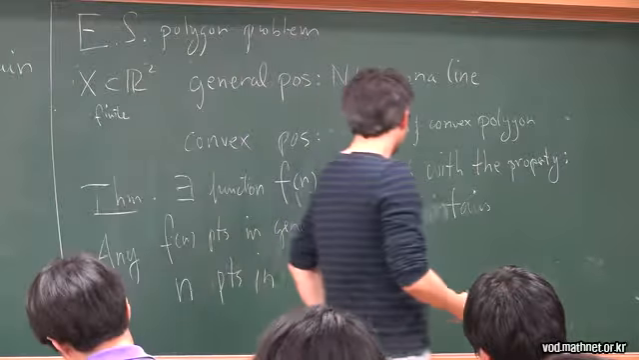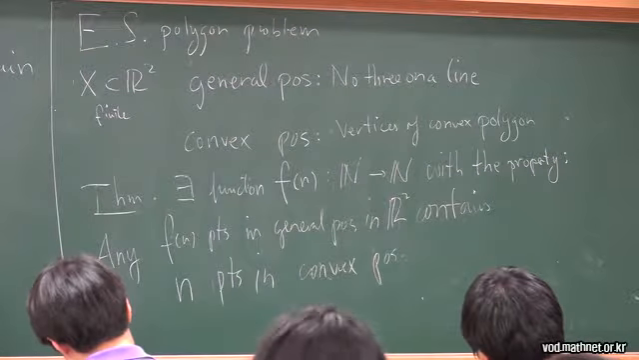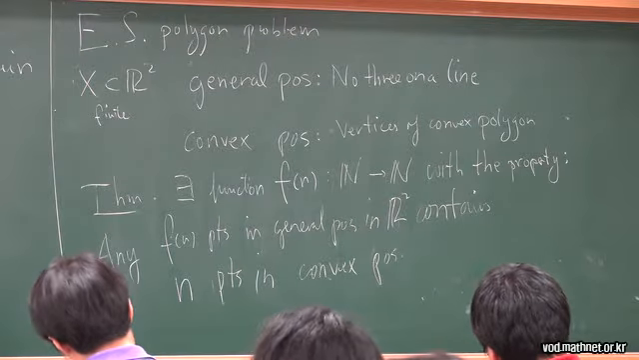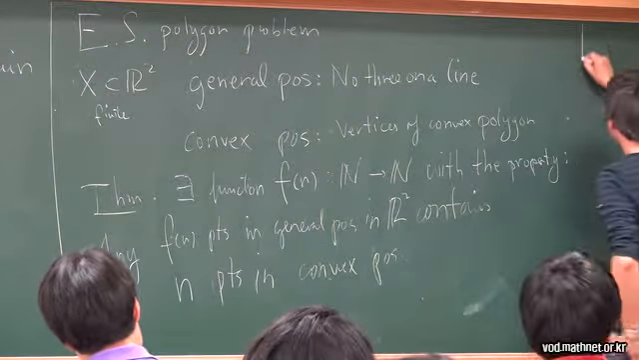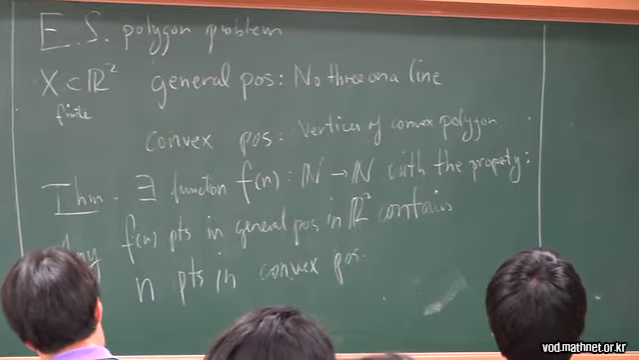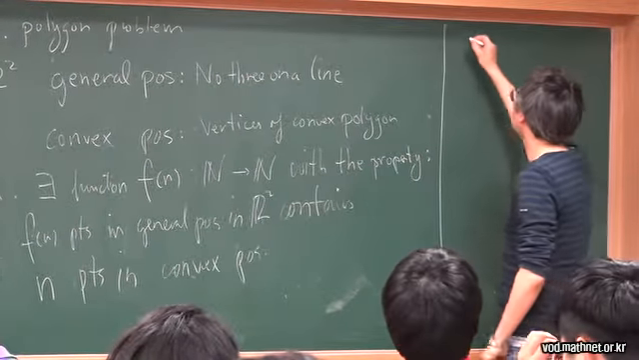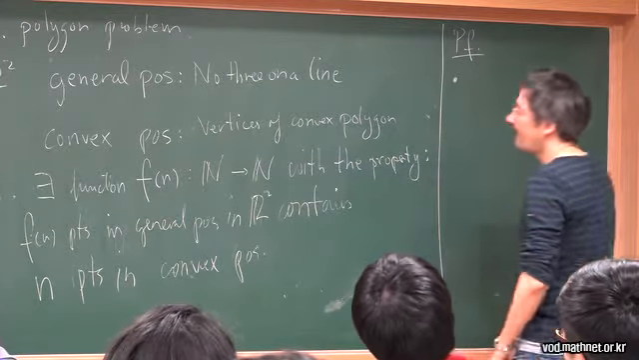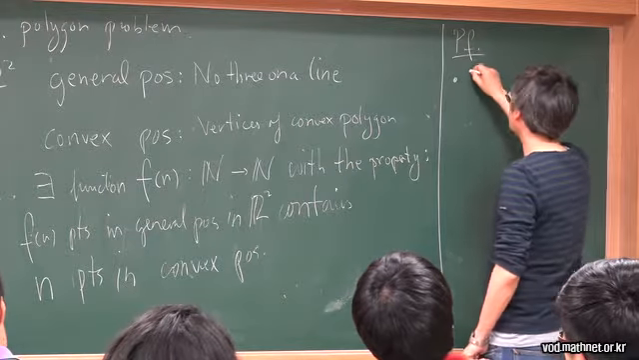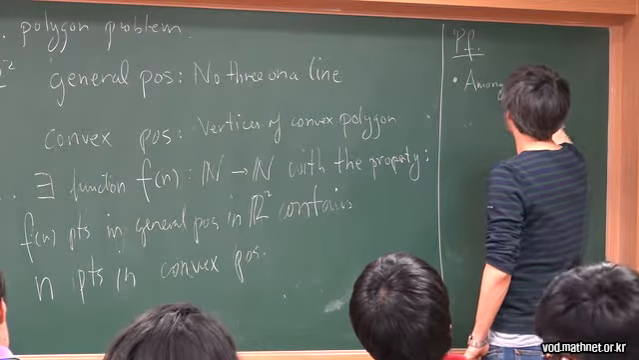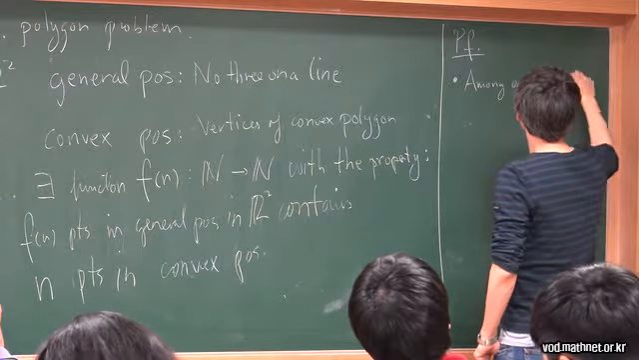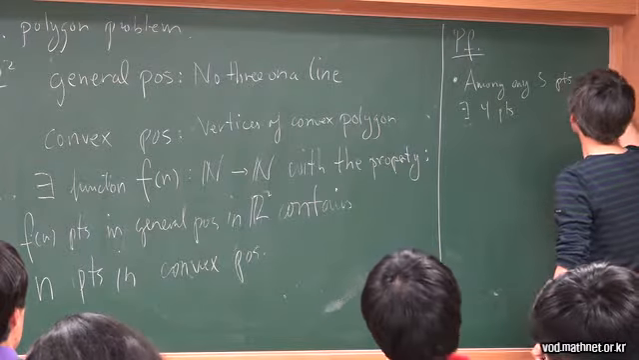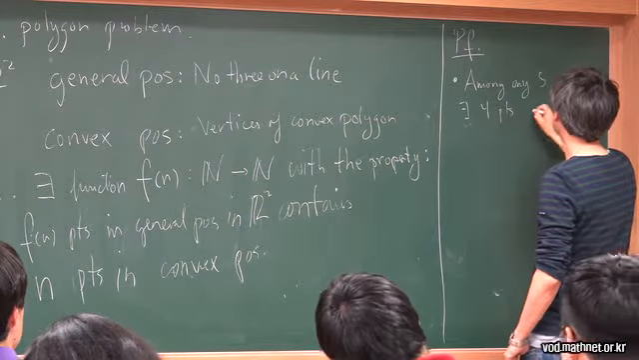And let's see, I'll write some bounds over here, I think. I can give you a proof, maybe. I'll do that here. So here is a simple proof. This is also from the original paper. The proof relies on two facts. First fact: among any 5 points in general position, there exist 4 points in convex position.